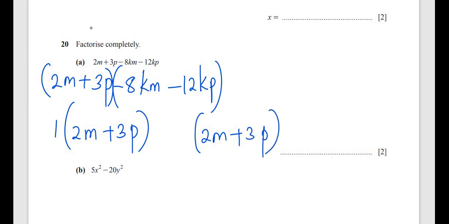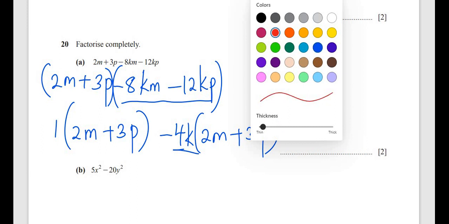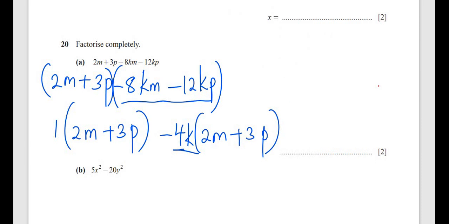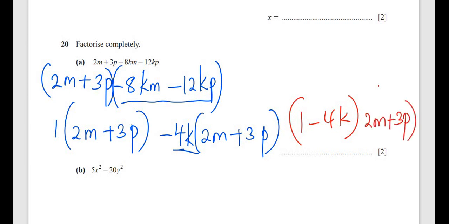So the question is, what can we multiply this bracket by to get minus 8km minus 12kp? So we can multiply by negative 4k. So what you just need to do is to now group the terms that you have factored out in one bracket. So that means we're going to have 1 minus 4k, and then 2m plus 3p, like that.